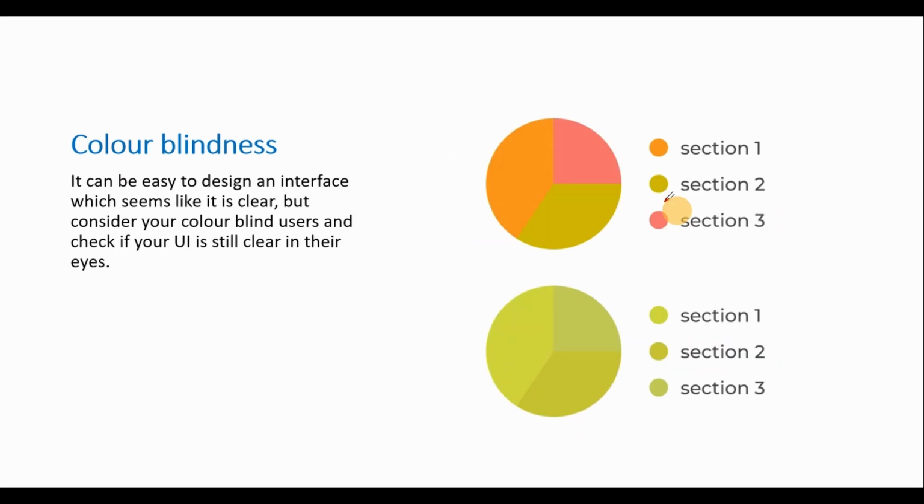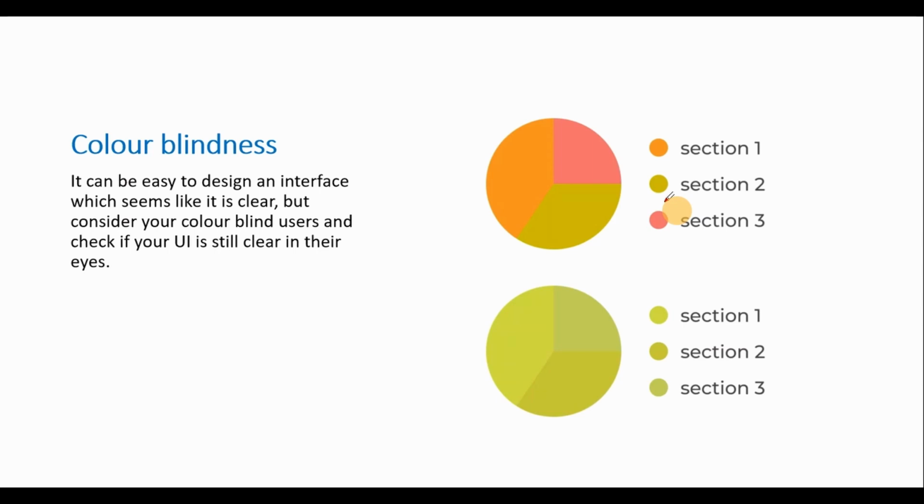So our next one is color blindness. As a UI designer, we need to take a look at this when designing based on color. It can be easy to design an interface which seems clear, but consider your colorblind users and check if your UI is still clear in their eyes.